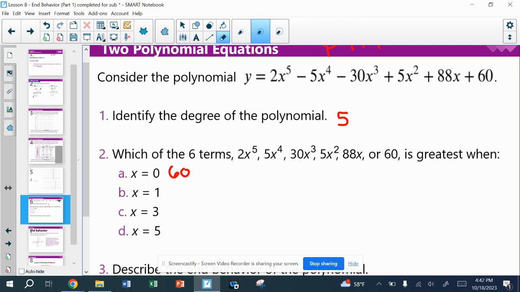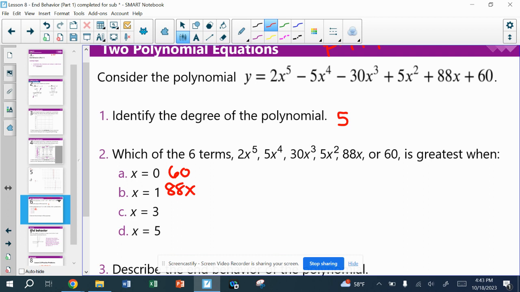When I put in a 1, substituting 1 in for each of these, again, 1 to any power is just going to be equal to 1. So this first term would just be equal to, well, 2 times 1 is just 2. This one's going to be 5, and then this one's going to be 30, and 5, and 88, and 60. So 88x is actually going to be the largest term there.